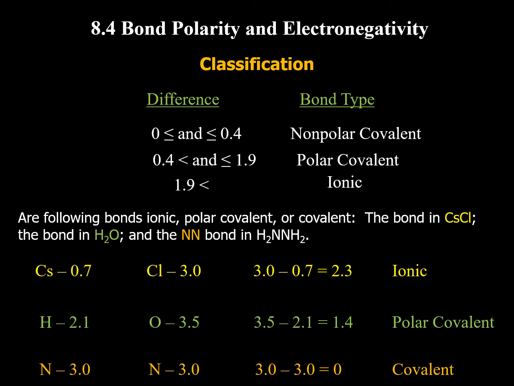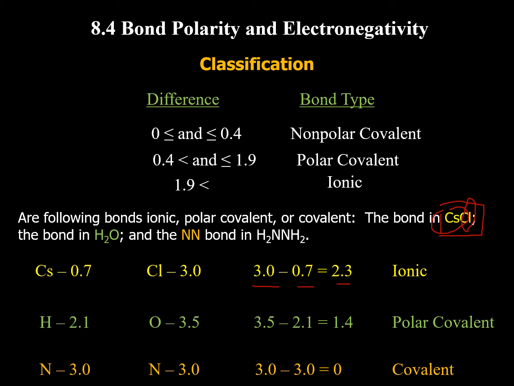Let's take a look at an example here. If we have cesium chloride, if we did the math, again, the electronegativity values will be given to you. 3 minus 0.7 is 2.3, which is ionic. But you could even determine this is an ionic bond before even doing the calculation, because you know cesium is a metal, chlorine is a nonmetal. So when you have a metal and a nonmetal, that should click for you that it's an ionic compound.